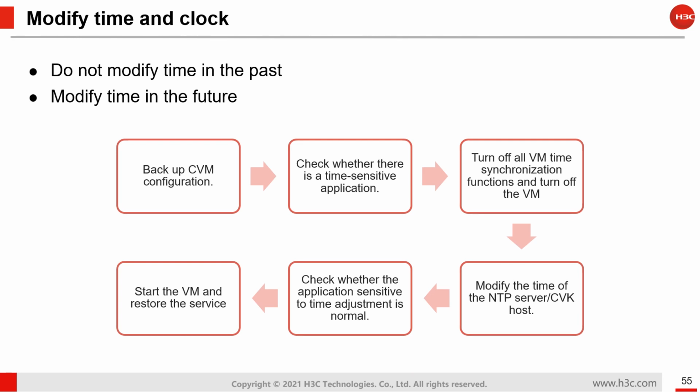1. Backup CVM configuration. 2. Check whether there is a time-sensitive application. 3. Turn off all VM time synchronization functions and turn off the VM. 4. Modify the time of the NTP server or CVK host. 5. Check whether the application sensitive to time adjustment is normal. 6. Start the VM and restore the service.